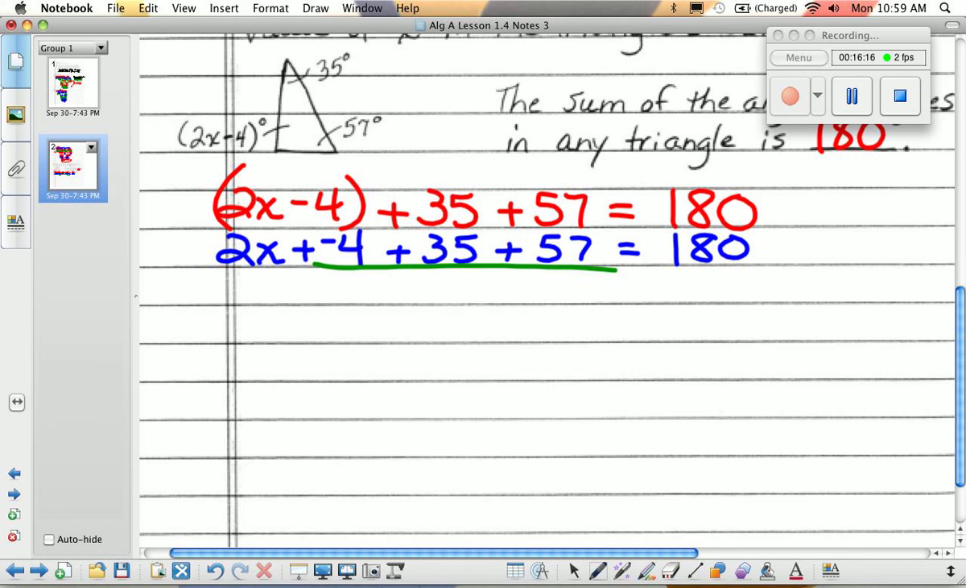Okay. Well, what is 35 plus 57? Okay. What's 57 plus 35? Anybody happen to know? Oh, 92. 92 plus a negative 4. So it's like you have $92, you give $4 away. How much do you have left? 88. 88. Okay, so 2x plus 88 equals 180.